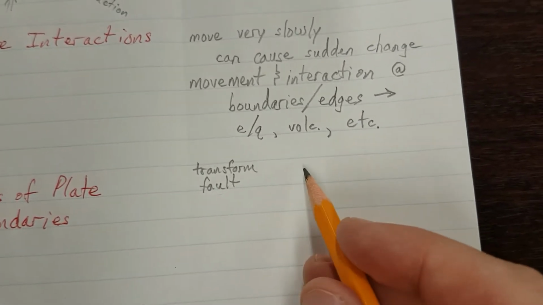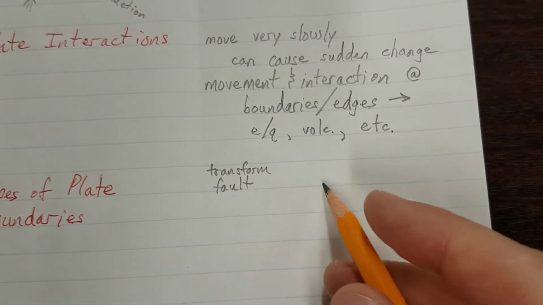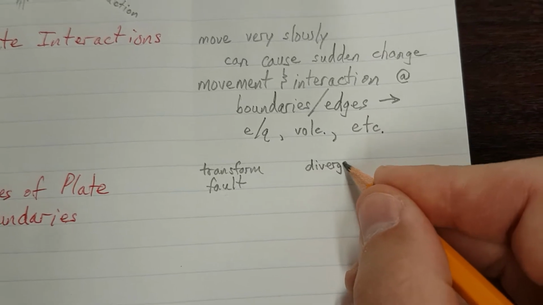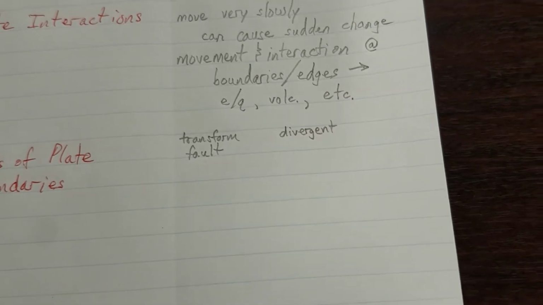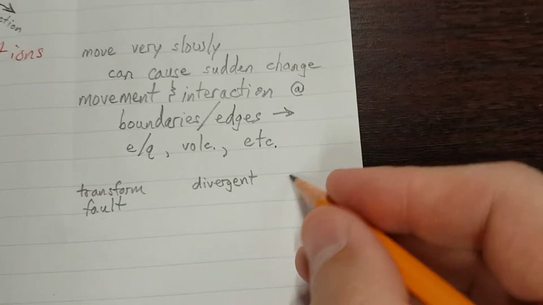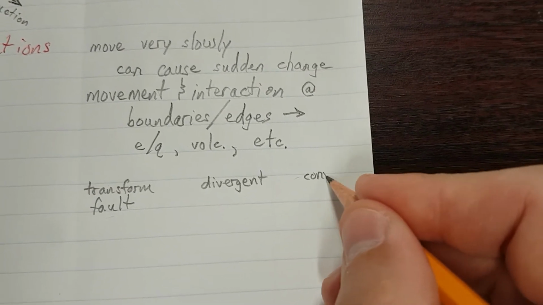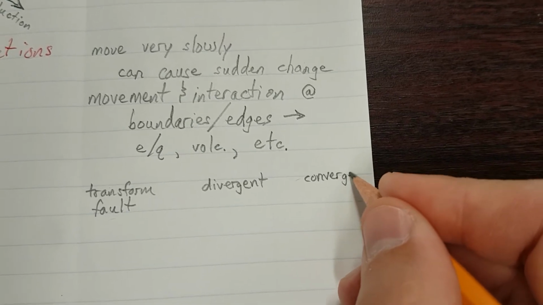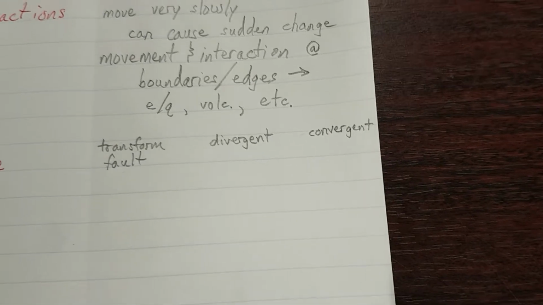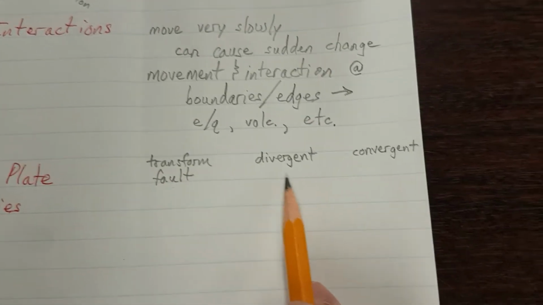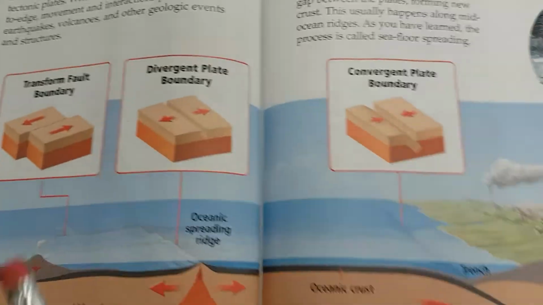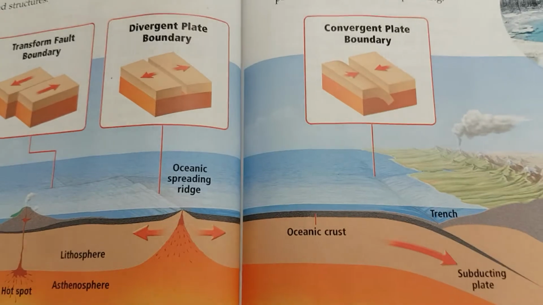Okay, let's go right around here in the middle. Divergent, D-I-V-E-R-G-E-N-T. Divergent means things diverge or move apart from each other. Convergent, C-O-N-V-E-R-G-E-N-T. When things converge, they come together. So transform is changing, divergent is going apart, and convergent is coming together. And we see that in our pictures.